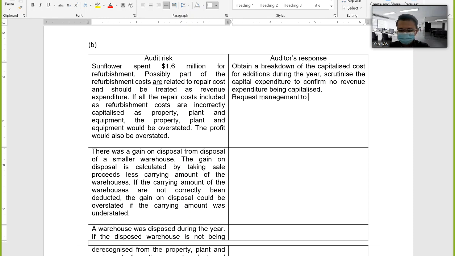Request management to expense the revenue expenditure. That's all.